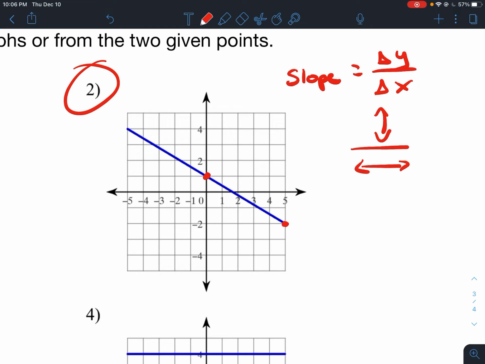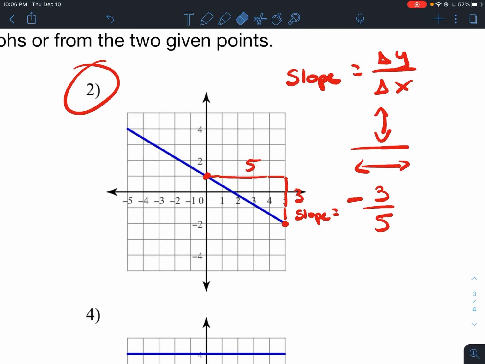So we go here. My side to side is going to be 1, 2, 3, 4, 5. And then my up and down is 3. So I'm going to say 3 over 5, and that was negative. So my slope is negative 3/5. Hopefully this is a review.